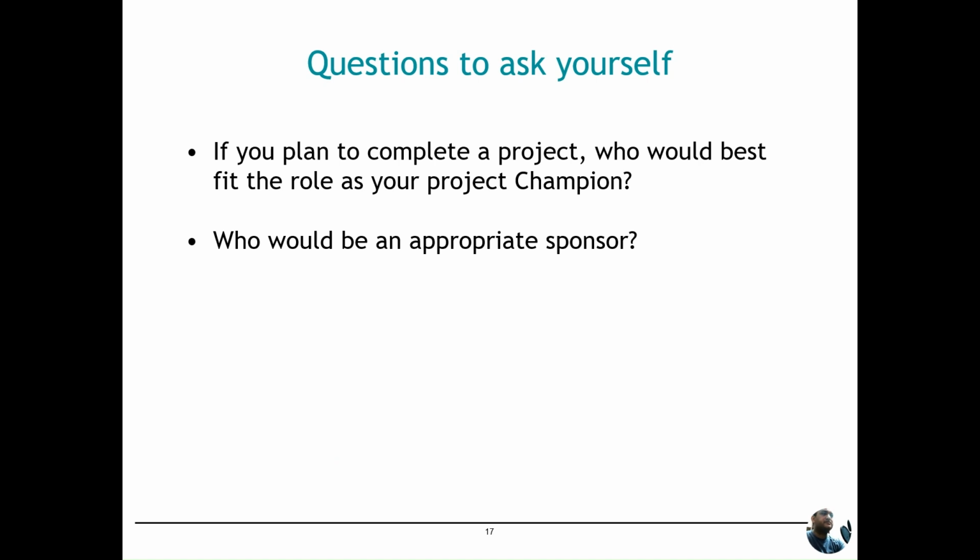So the questions that you need to ask yourself are: if you plan to complete a project, who would be the best fit in the role of your project champion? And second, who would be the appropriate sponsors?